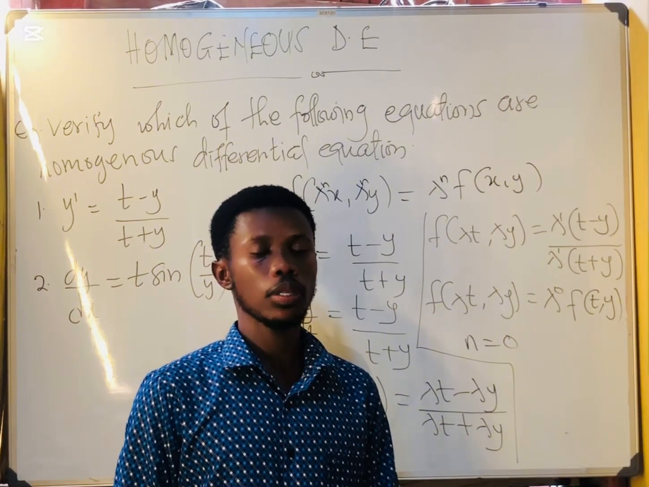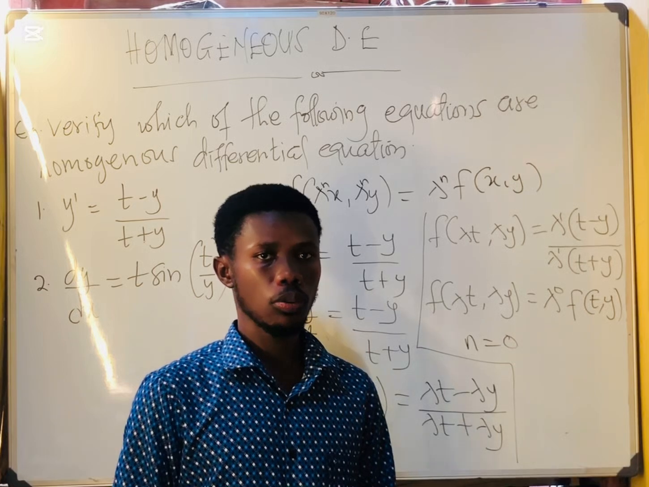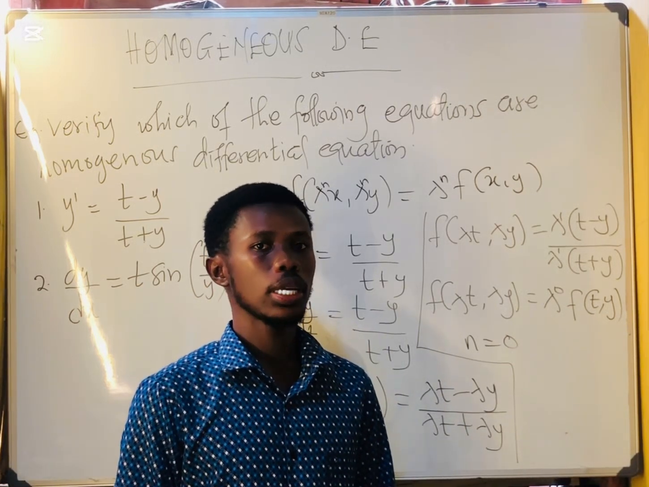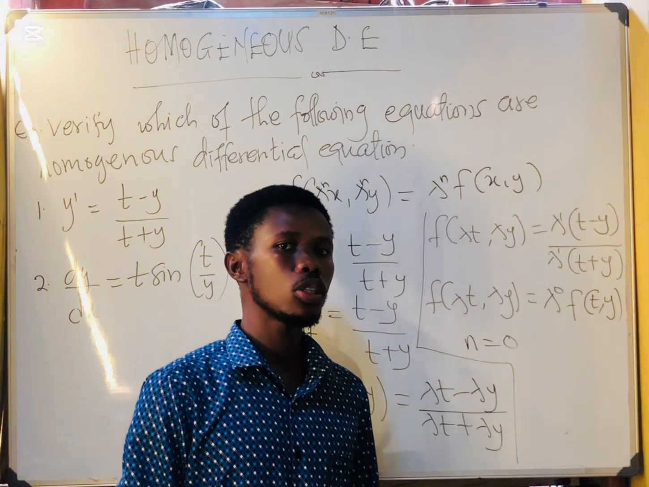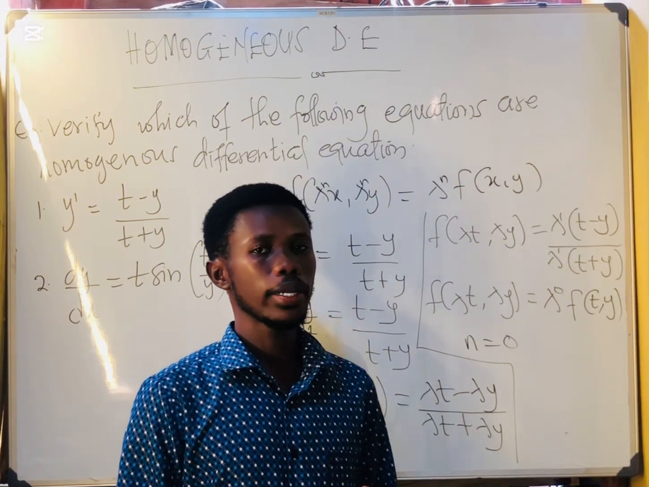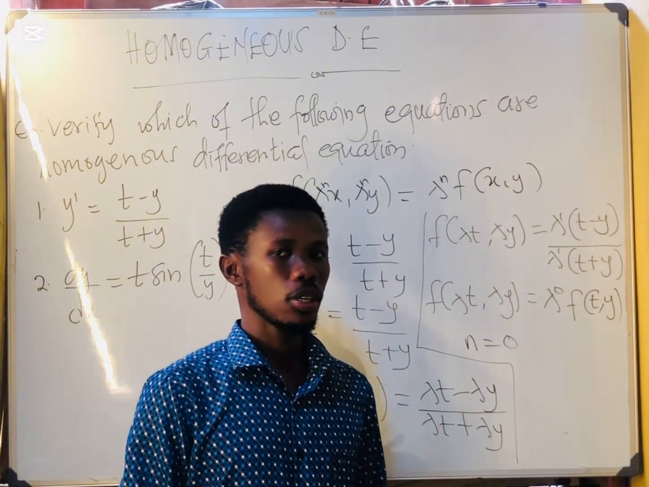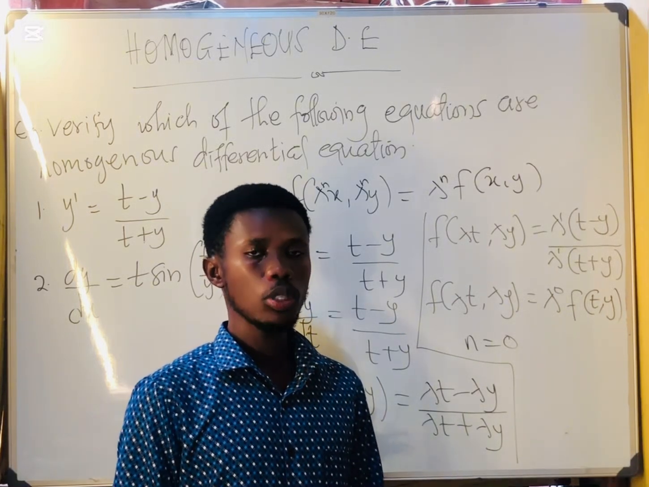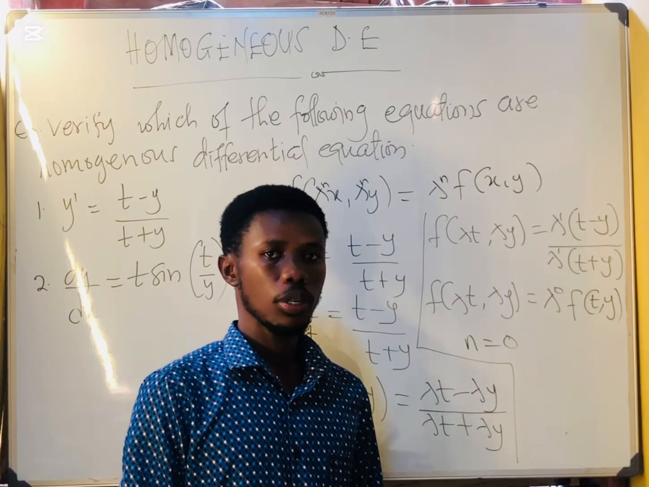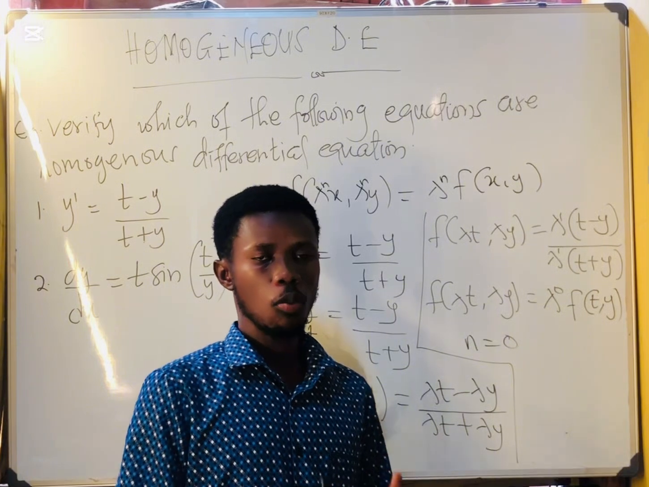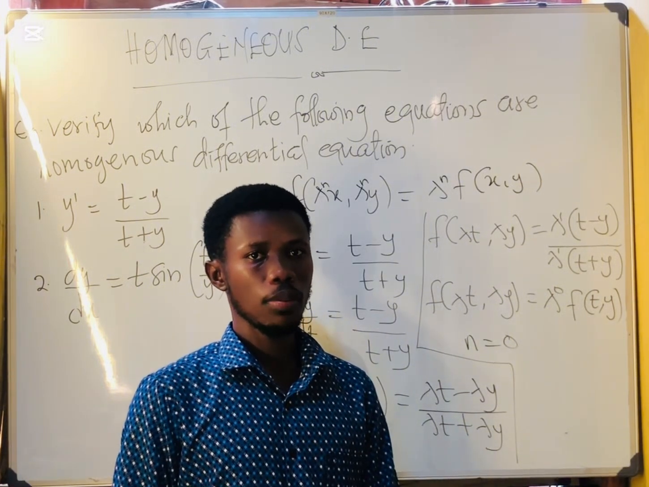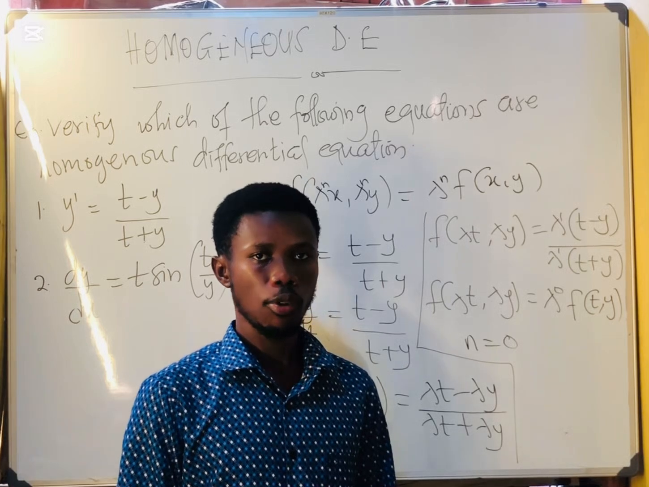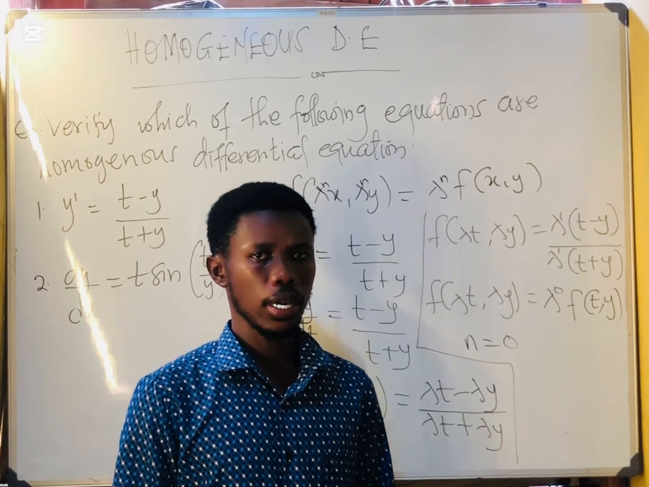But if you have something where the degree is not 0, but rather 1, 2, 3 or more, then it cannot be concluded as a homogeneous differential equation, but it can be a homogeneous function. So we can say that all homogeneous differential equations are homogeneous functions. Is that okay? But not all homogeneous functions are homogeneous differential equations. So now let's look at the other example.